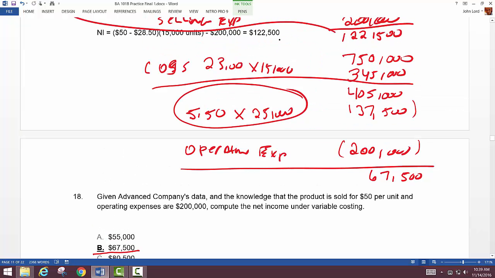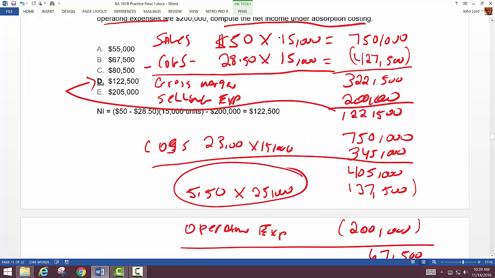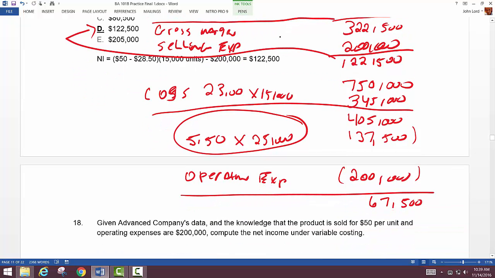I could have also taken the increase in inventory for the period. They produced 25,000 units and they sold 15,000. So they added 10,000 units to inventory, didn't they? Since they added 10,000 units to inventory, and the fixed cost per unit is what? 5.5. That gives me the 55,000.